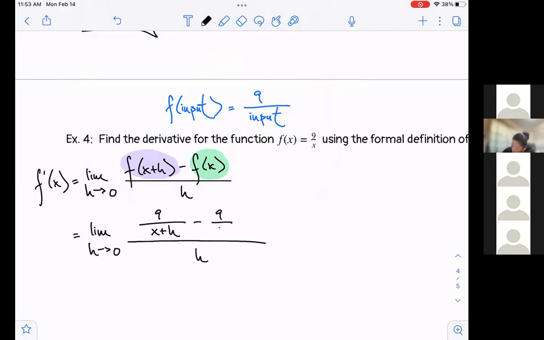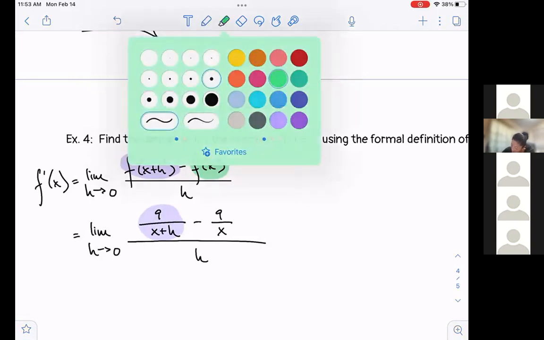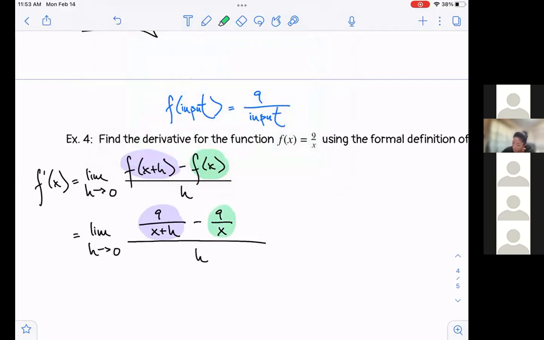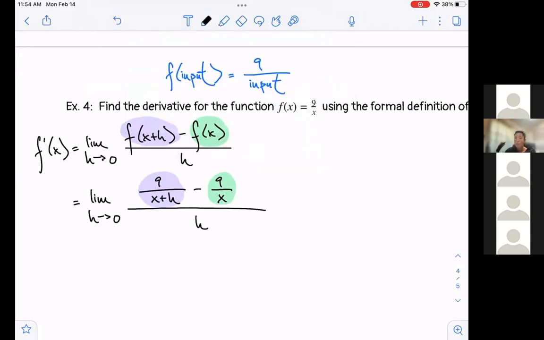so we would get 9 over x plus h minus 9 over x. And this would be my f of x plus h, and this would be my f of x. All right. Now, what strategy from last week or the week before do we think would be helpful here?